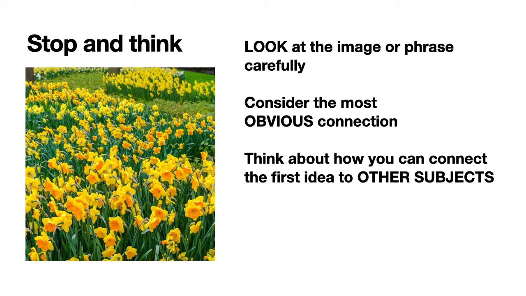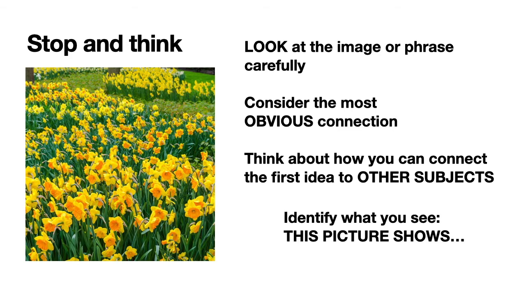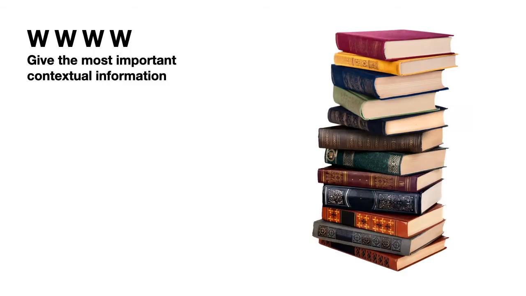Before you start giving specific details about a certain subject, identify what you see. This is a general impression of the image, not a detailed description like you do in PET or FIRST exams. A good way to start is, this picture shows. WWWW. Remember the W words? Who, what, when, where, why, which. This information will help put the source in context before you analyze it and discuss it.